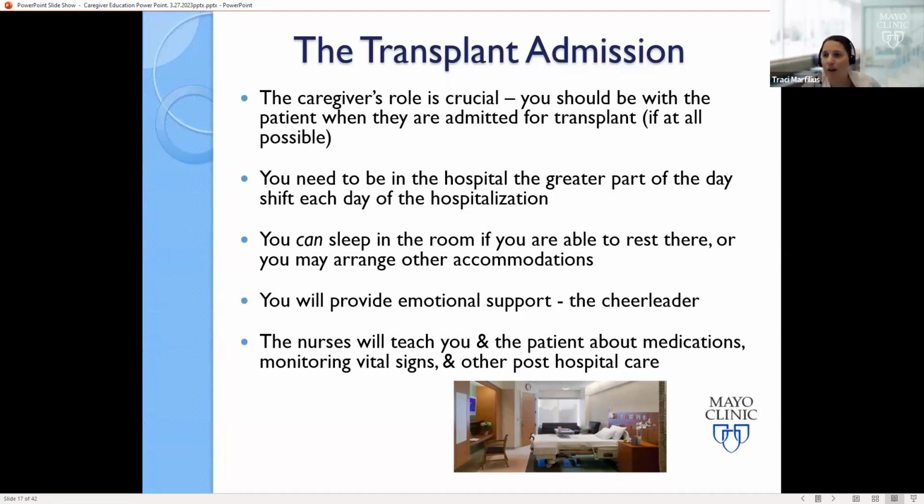Sometimes the patient and or caregiver feel better being in the room. They know what's going on. Sometimes it's a financial point that people are saving their money for discharge, which is understandable. So, I do understand that.